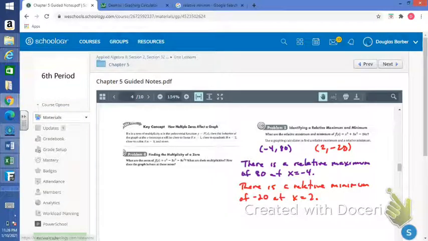Okay, so this wraps up 5.2. In the first example, just to recap, problem number 3, we worked backwards. We were given the zeros and then we came up with what the polynomial was. And then here in problem 5, we identified relative minimums and maximums. Alright, so I hope you learned something, and we'll be able to answer questions in class. Thanks.